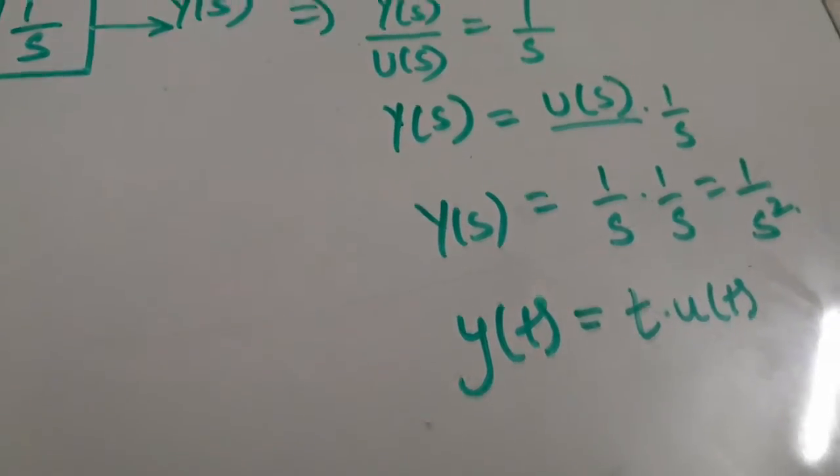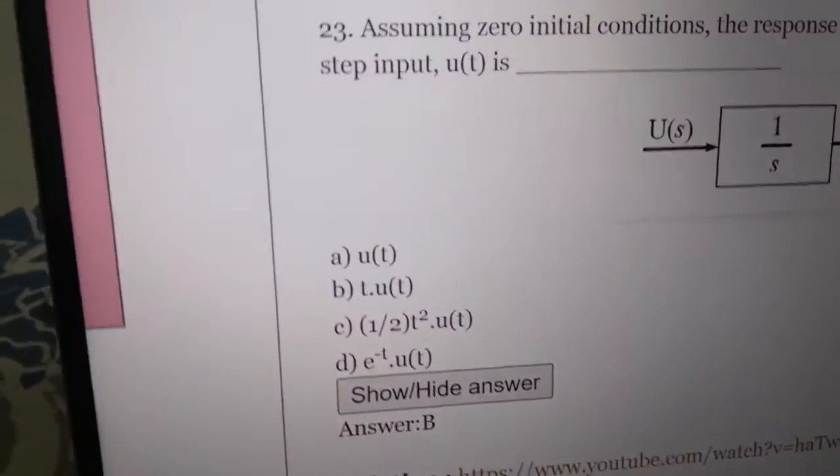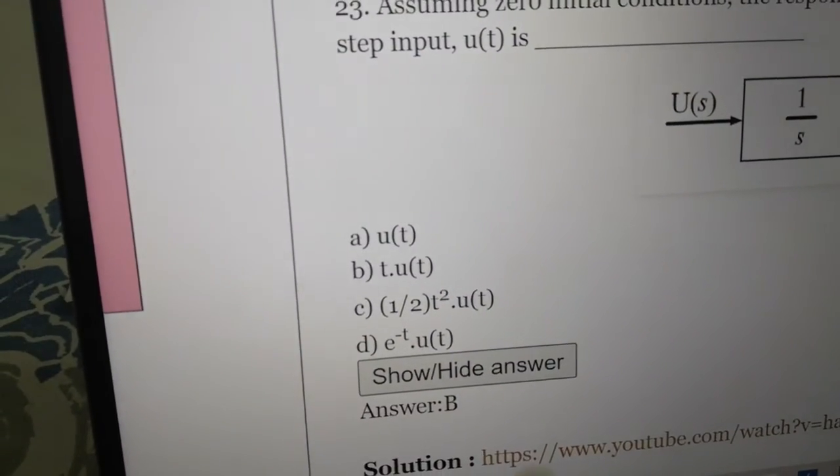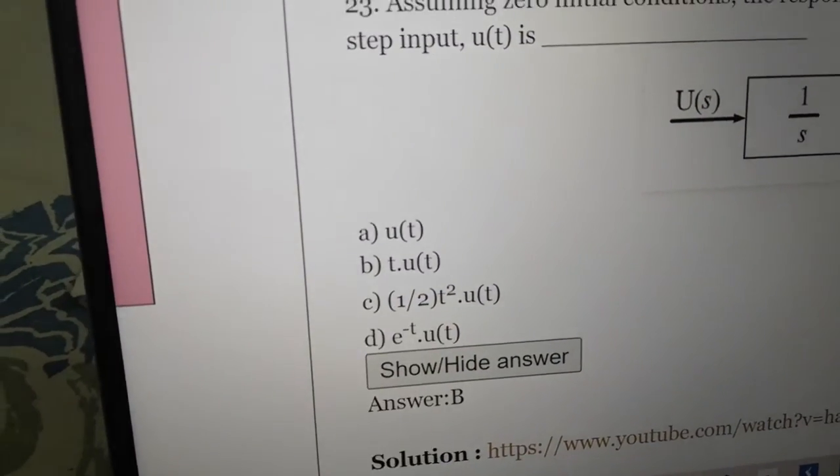So let's find out what's the answer. Here just check out. The answer is B, that is t into u(t), that we just calculated.